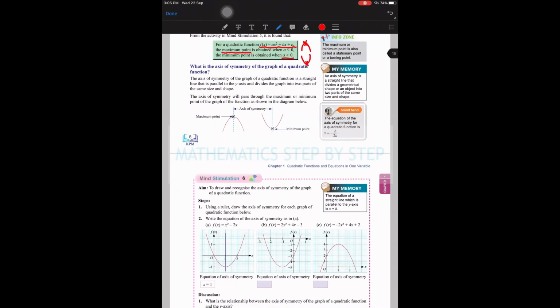So what is the axis of symmetry of the graph of a quadratic function? The axis of symmetry is a straight line that is parallel to the y-axis and divides the graph into two parts of the same size and shape. Or we can say that the axis of symmetry is a straight line that is parallel to the y-axis and it passes through the maximum or minimum point as shown here.